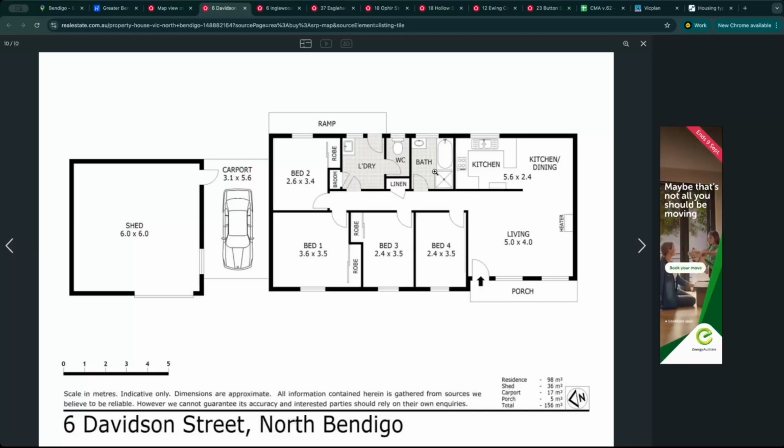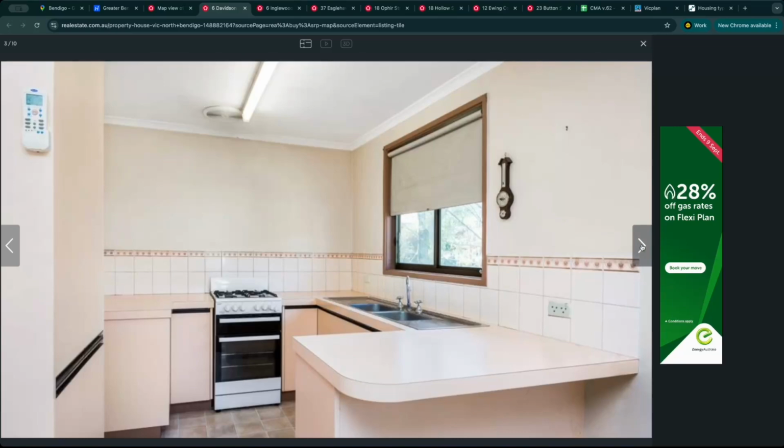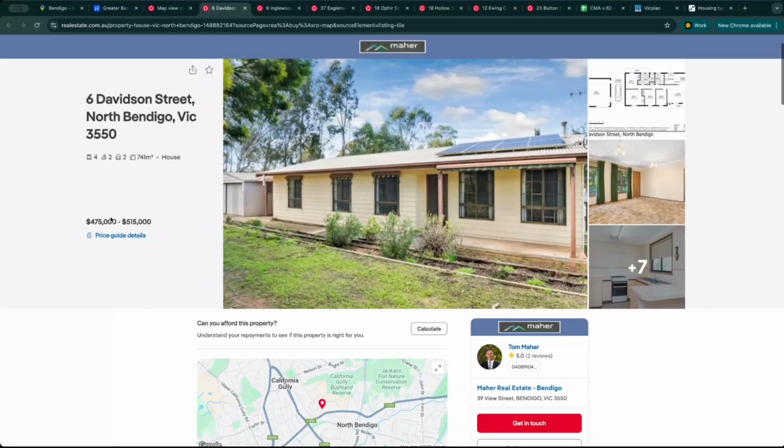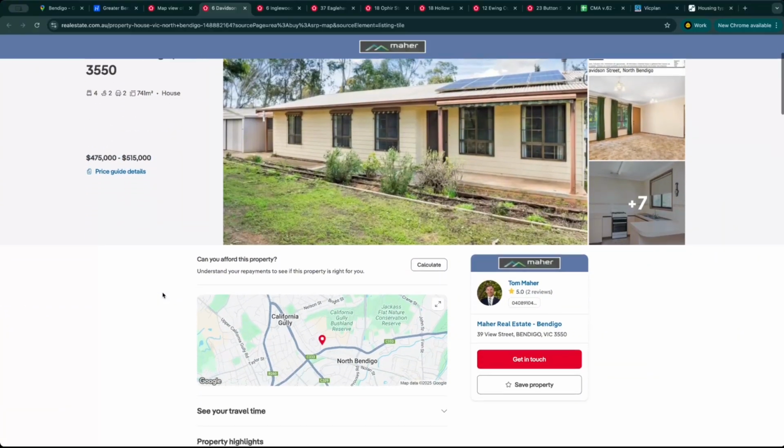Now, floor plan is fine. I have no problems with this floor plan. The 4th bedroom doesn't have a walk-in robe. Sorry, doesn't have a built-in robe, but that's not the end of the world. Overall, for the price, it's not a bad property. I would definitely dig into this a little bit further.